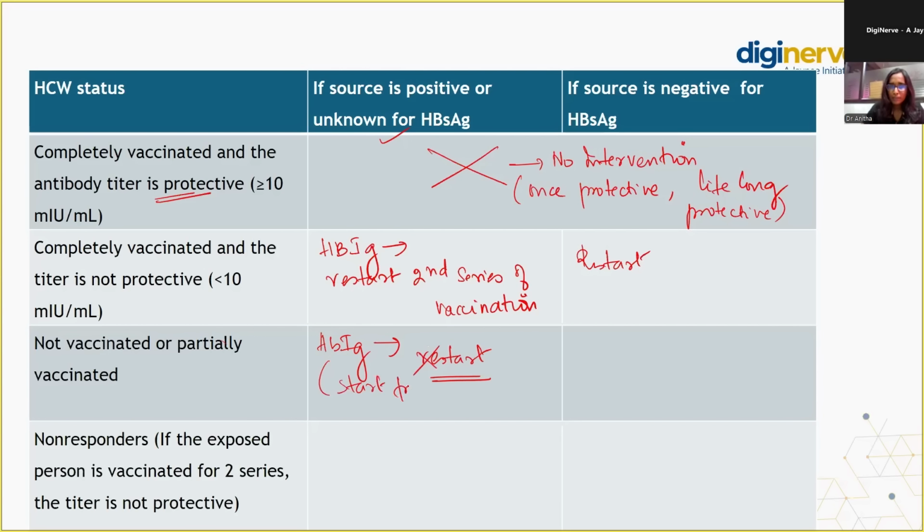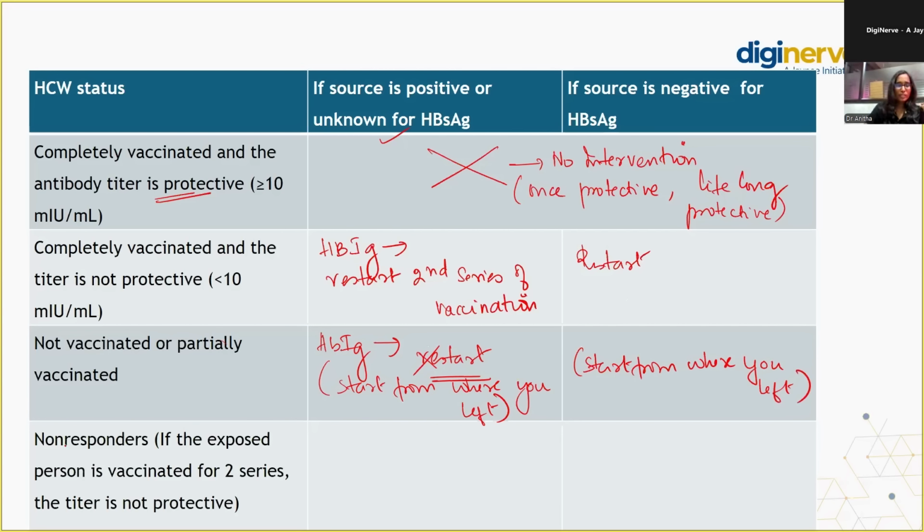Start from where you left. No need to restart the vaccination. Whichever dose you have missed, that dose alone you have to take. Similarly, if you have got a prick from a patient who is HBsAg negative, no need to take immunoglobulin. But again, you have to start from where you left. Whichever dose you will complete, take that vaccination alone.